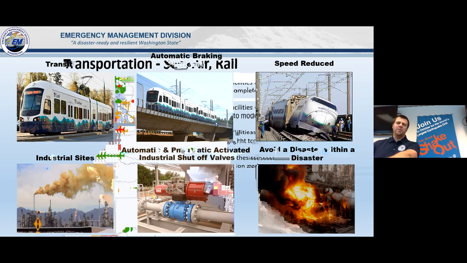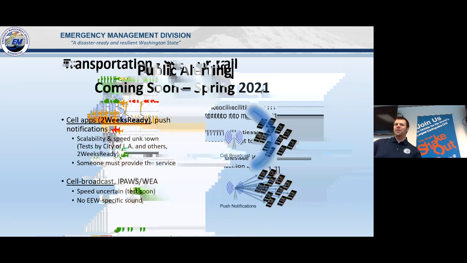In industrial sites, you really don't want these explosions, these fires to happen. And we have this working in Washington already, actually, at some of our water and wastewater facilities to prevent these disasters within a disaster. So what's the schedule for this? It's coming soon, public alerting to your phones. We're working on a cell phone app, two weeks ready, which will also integrate preparedness tips Kiana is going to talk about for not just earthquakes and tsunamis, but also a number of other issues we can have.